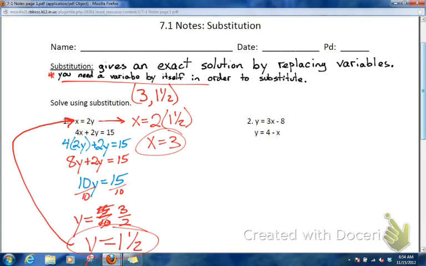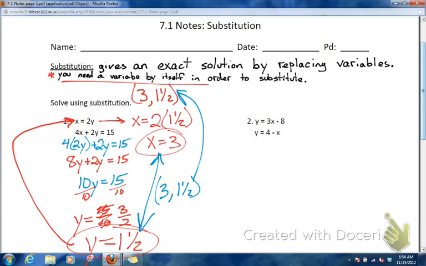So again, I got my two answers here of 1.5 and 3, and again you always write x comma y, so that's going to be 3 comma 1.5, and so we see that that gives us the exact answer we got when we graphed without having to do the graphing. So this is substitution. This is how you do substitution.